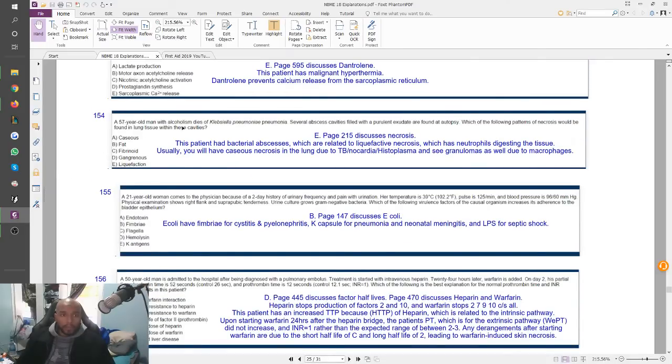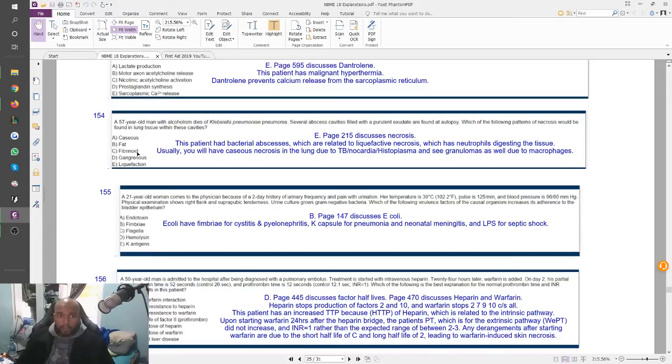154, 57-year-old man with alcoholism dies of Klebsiella pneumonia. Several abscess cavities filled with a purulent exudate are found at autopsy. Which of the following patterns of necrosis would be found in lung tissue within these cavities? So this is again another thing taught really well by Pathoma, taught pretty well by First Aid too. So you look at all your answer choices, and it's really going to come down to just between liquefactive versus caseous necrosis, right? If anything, you're going to be confused between those because there's definitely not going to be fat necrosis that's related to saponification and stuff like that from pancreatitis.